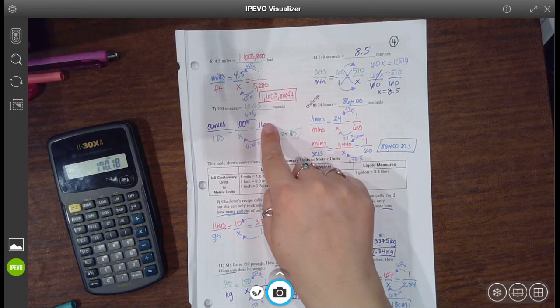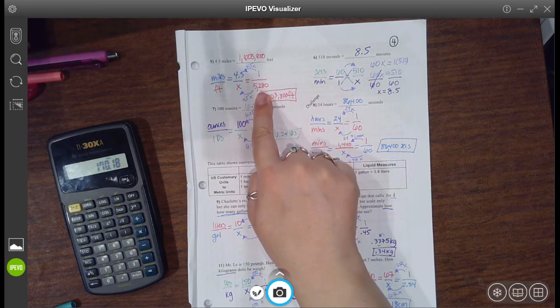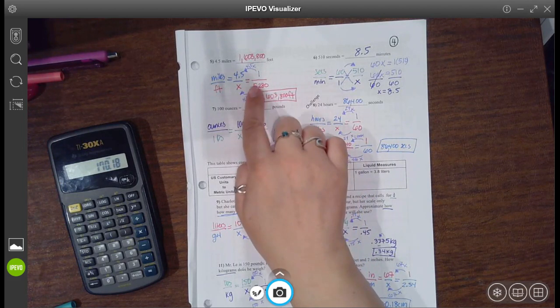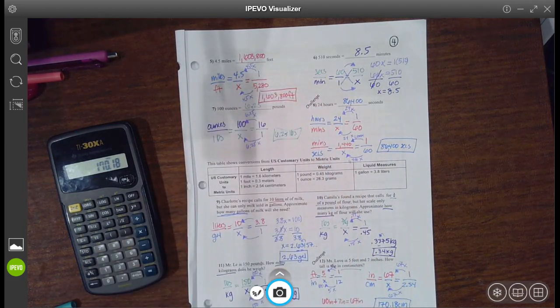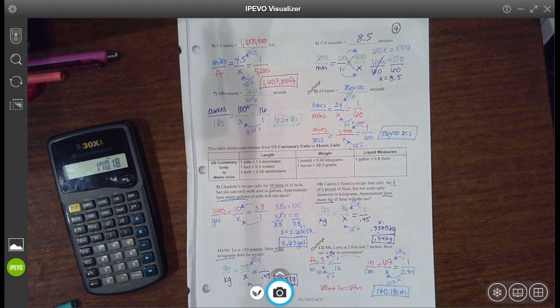1 pound is equal to 16 ounces. 1 mile is equal to 5,280 feet. And use that to help you figure out the missing piece there. If you got all these right, congratulations, my little mathematicians. You are now masters at converting between measurements.